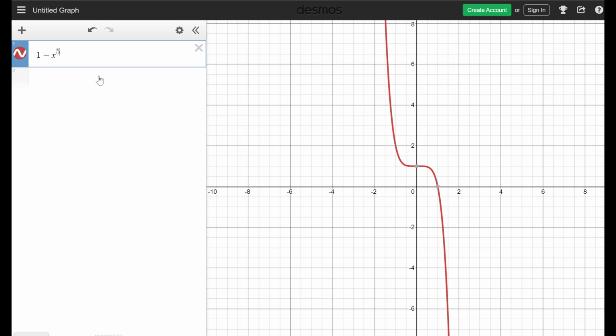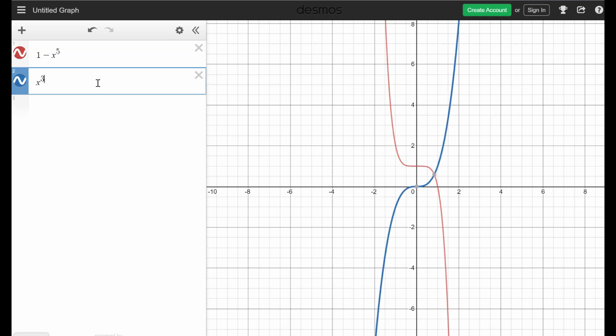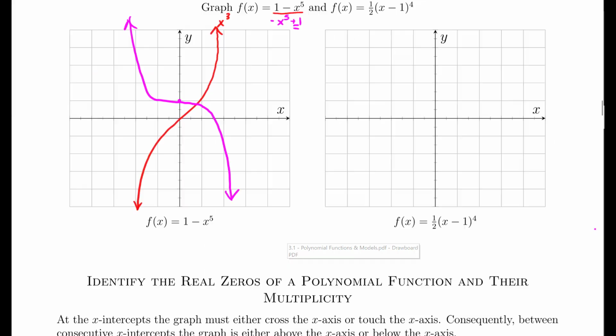And just for comparison's sake, let me put x cubed on there as well. So there's the graph of x cubed, and the graph of 1 minus x to the 5th is there in red. I do encourage you to use Desmos as you go through some of these examples on your own, or as you look at the suggested problems, and get a feel for what happens with these graphs. It will help you tremendously when you're getting ready to take a quiz or test.